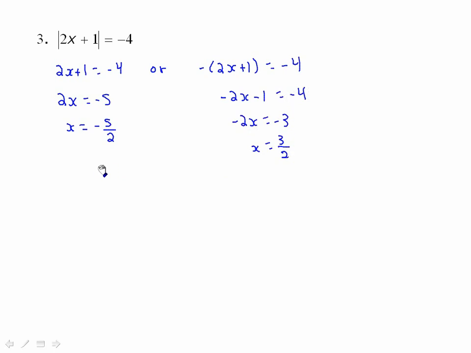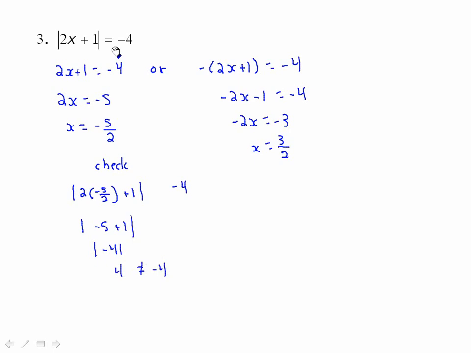Now, the problem is, when we do check, and I'm going to go through the first one, and then I'm going to move on to the observation stage. 2 times negative 5 over 2 plus 1 is supposed to be equal to negative 4. So this is negative 5 plus 1, which is the absolute value of negative 4, and 4 is not equal to negative 4.